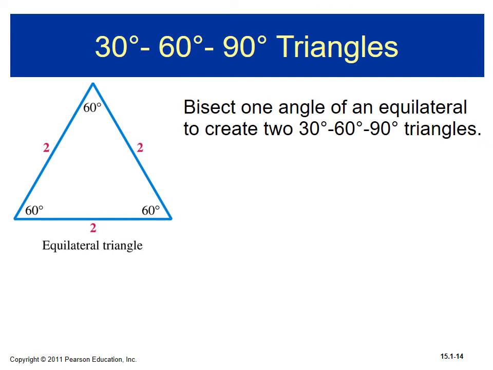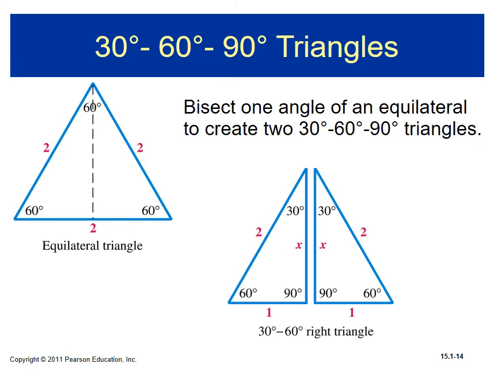Okay, now we want to talk about 30, 60, 90 triangles. In those triangles, if we were to bisect an angle and just drop down here, we would end up with a right angle, and each of these are 30 degrees. So that's what we call a 30, 60, 90 right triangle. And there it is in this drawing here.